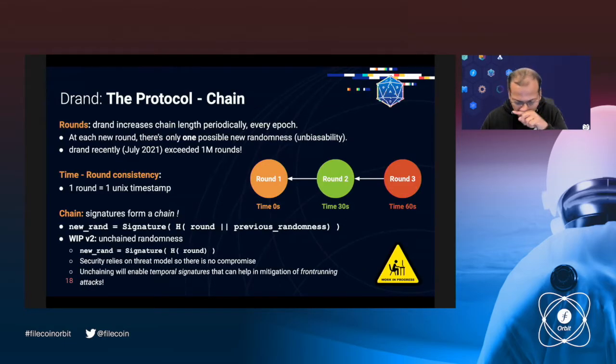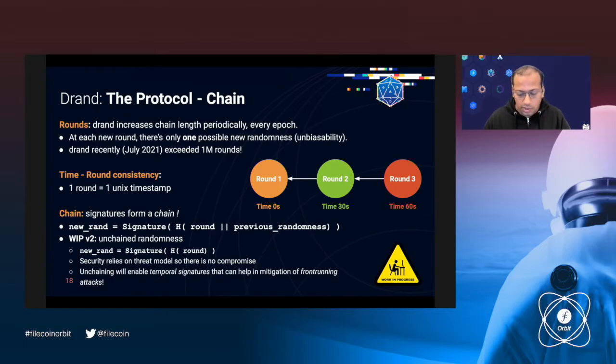I'll probably skip this in the interest of time, but DRAND is also a chain. It's not exactly a blockchain system, which relies on incentives. It's an incentive-free system, but it does have the same constructs of a blockchain, in which the value of the previous round is used to generate the value for the next one.